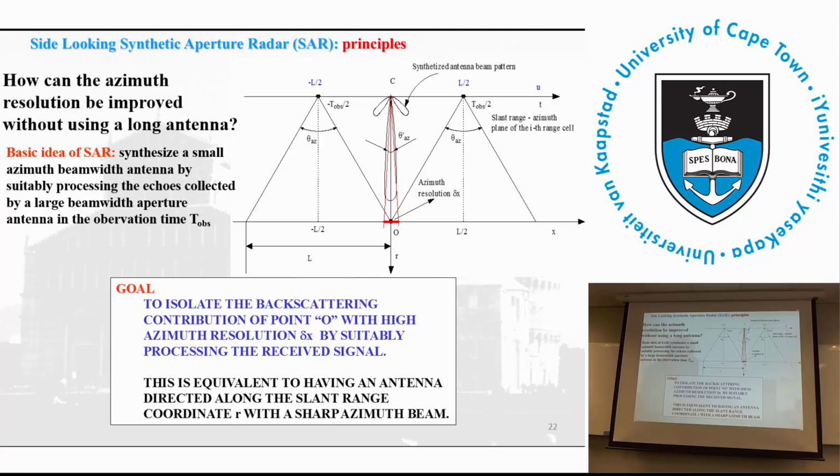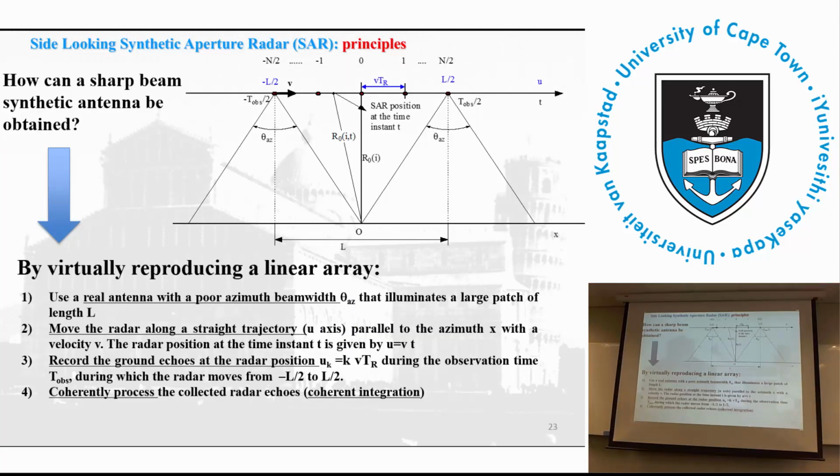Right. If this is our goal, and if this is the way we operate, then it means that if I transmit a pulse every TR seconds, and I'm traveling with a velocity v, I have virtual elements of my array. As you can see, these are virtual elements of my array. I don't have an array because I only have one element.